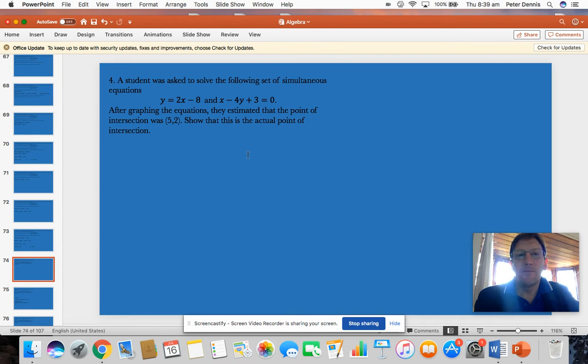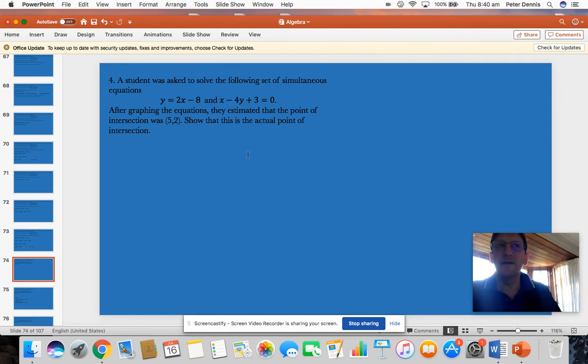Okay. A student was asked to solve the following set of simultaneous equations. After graphing the equations, they estimated that the point of intersection was (5, 2). Show that this is the actual point. Now I'm going to do this in two different ways.